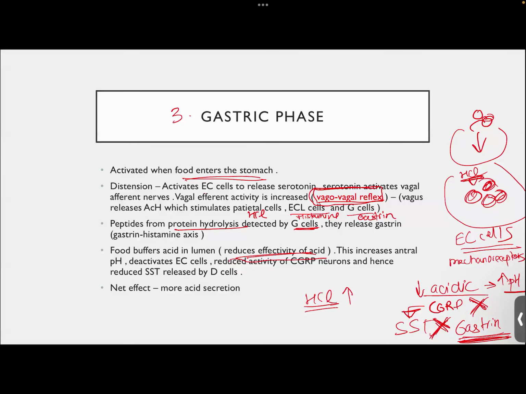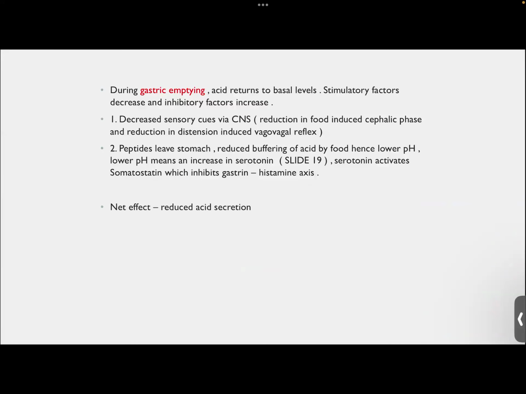So this one, I can tell it's a bit confusing. There's these 3 points: distension, the protein hydrolysis, and the food buffers. Those are the 3 points you need to remember. I need to remember the mechanisms. So we're done with 3 phases. We have one last phase left, and that's the intestinal phase.